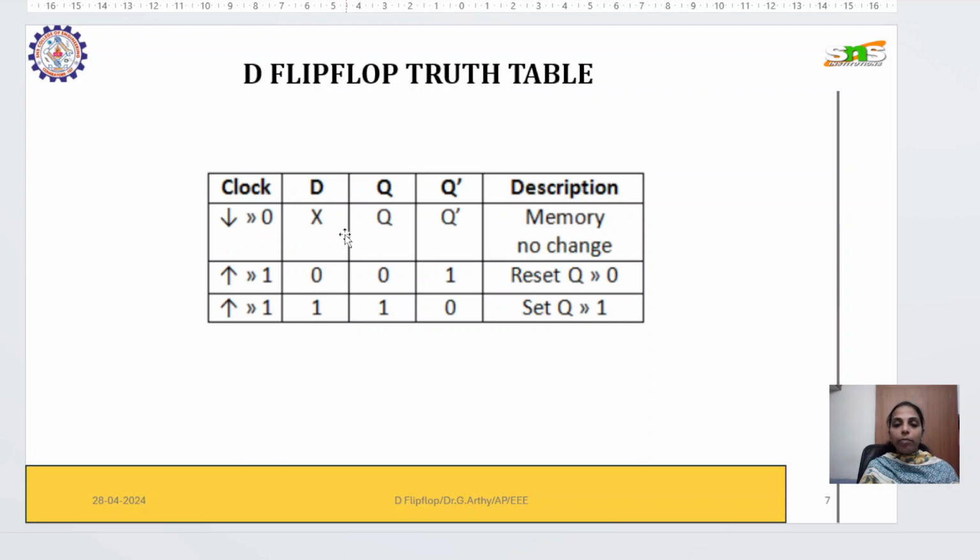And see here, when there is no clock, whatever the data, it maintains the previous state, no change. That is, it maintains the memory state. When D is equal to 0, the output is also 0. When D is equal to 1, the output is also 1. This is why we call it a data flip-flop too. So when D is equal to 0, it is reset, that is Q is equal to 0, and when D is equal to 1, S is equal to 1, right? That is set. So this is the truth table.